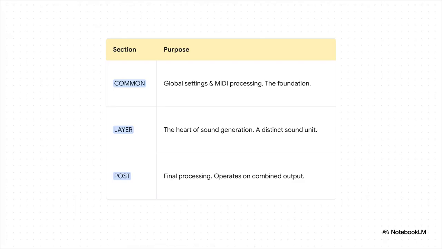First up, the common section. Think of this as the main control room. It handles all your global settings, all the MIDI coming in. It's the foundation for everything that's about to happen. Then you have the layer sections. Now this is where the magic happens. This is the heart of the instrument, where the actual sound gets generated. Each layer is like its own mini instrument that you can trigger. And finally, everything gets sent to the post section. This is like your master bus. It takes the mixed down audio from all the layers and lets you slap on some final effects and polishing.